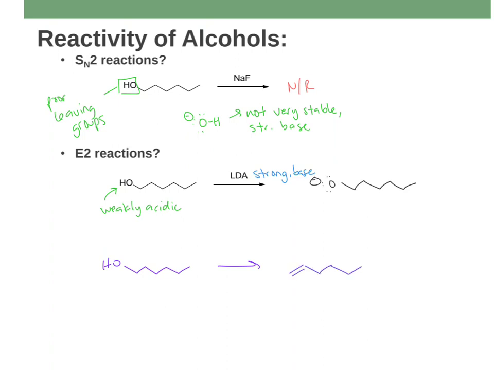What I would do instead is first turn that into a better leaving group, which we talked about in the previous video. So maybe something like SOCl2 and maybe TEA. That would turn this into a chloride. And then I could use my LDA, if I wanted, to turn that alkyl chloride into the alkene. So there's ways around this, but I cannot directly take the alcohol to the alkene using a strong base.